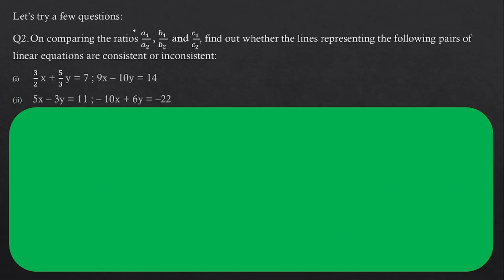On comparing the ratios A1 by A2, B1 by B2 and C1 by C2, find out whether the lines representing the following pair of linear equations are consistent or inconsistent. Just a small recap, consistent is when any kind of solution is possible. That is, if A1 by A2 is not equal to B1 by B2, this is also consistent because here we get a unique solution, and the condition A1 by A2 equals B1 by B2 equals C1 by C2 is also consistent because here we get infinite solutions. So let us see the first example.